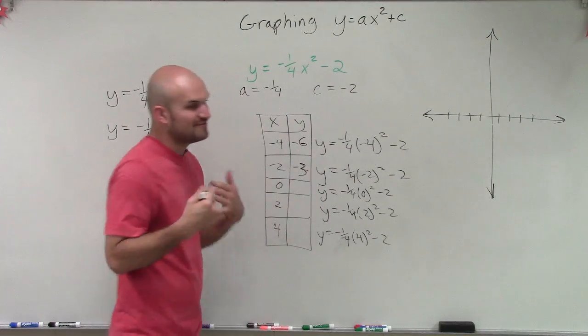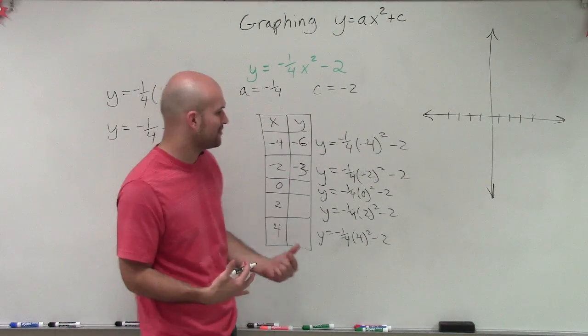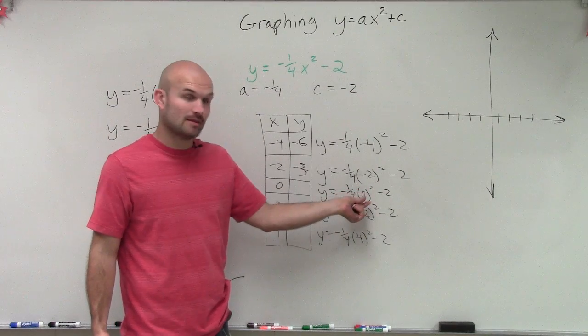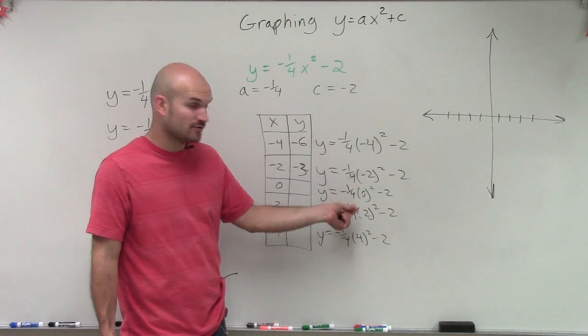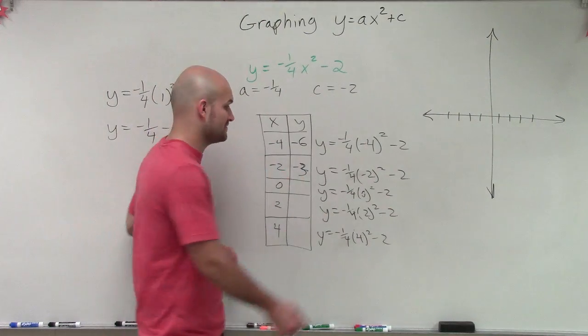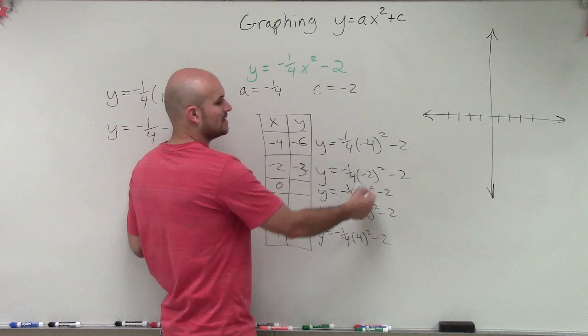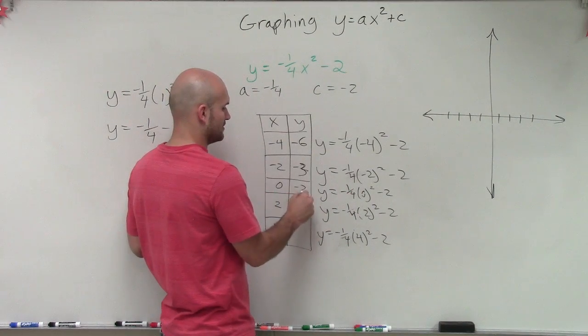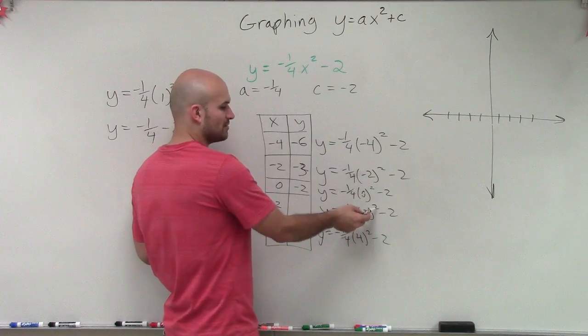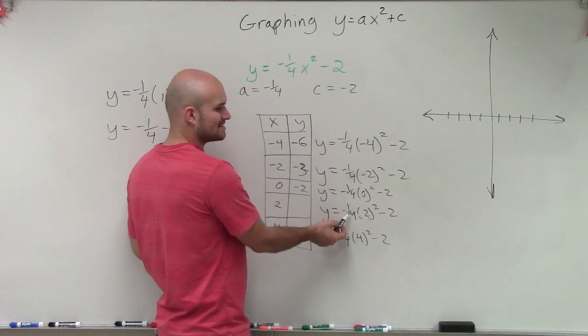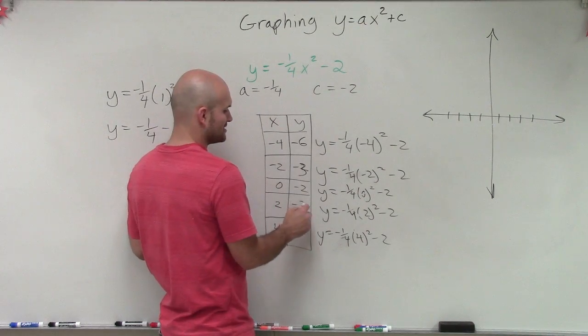Now, ladies and gentlemen, be very careful and make sure you're following the order of operations. Make sure we square our number first, then multiply by negative 1/4, then we subtract the 2. So 0 squared is 0. 0 times negative 1/4 is 0. 0 minus 2 is negative 2. Here we have 2 squared, which is 4. 4 times negative 1/4 is negative 1. Negative 1 minus 2 is negative 3.